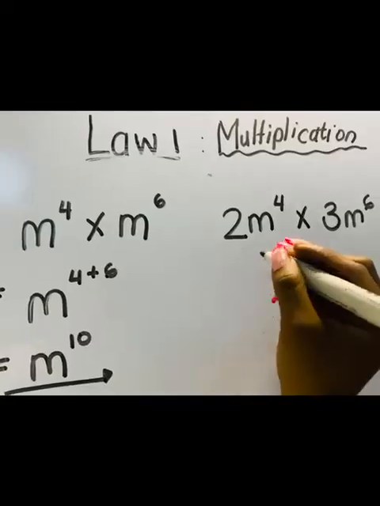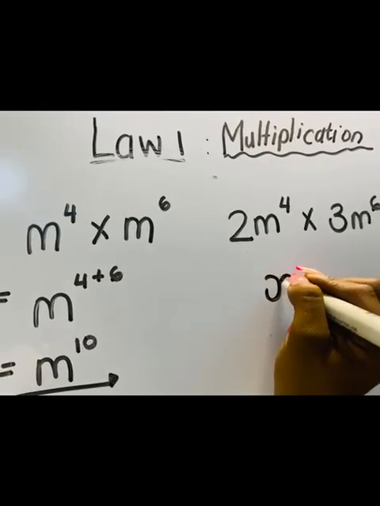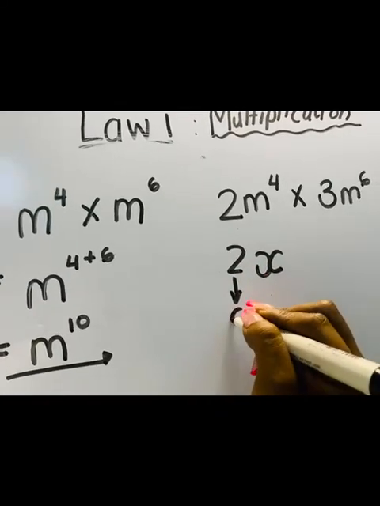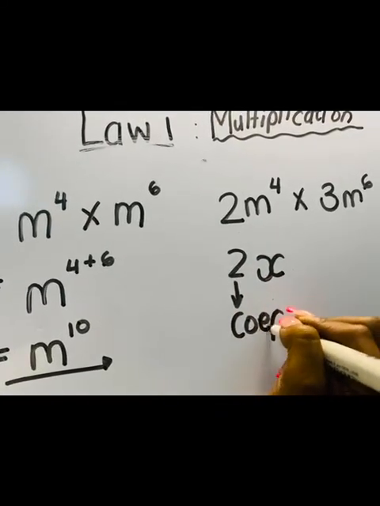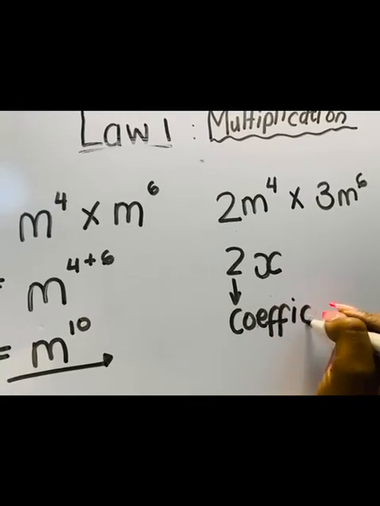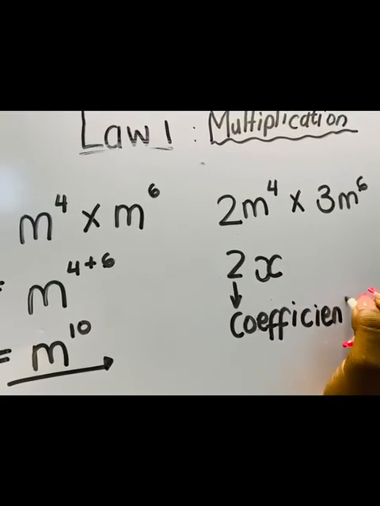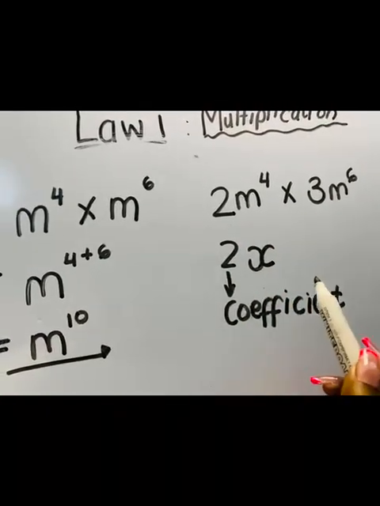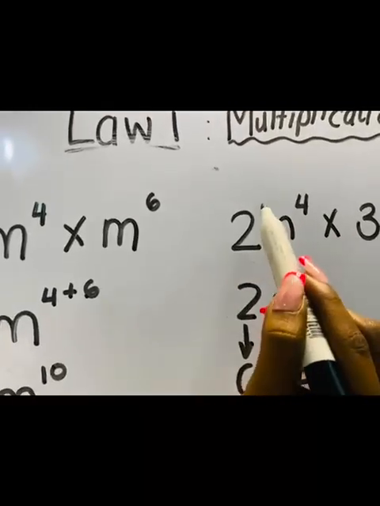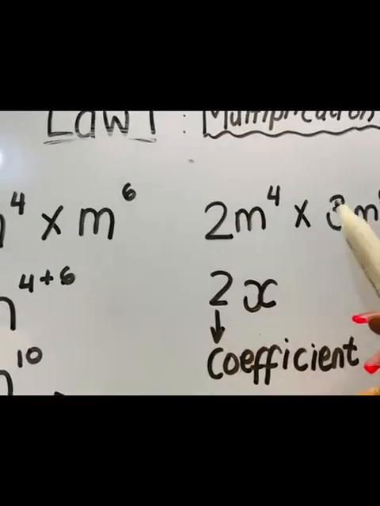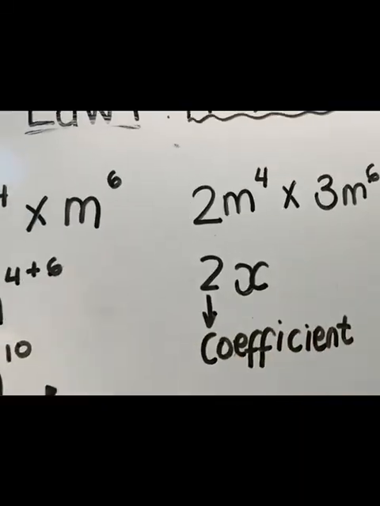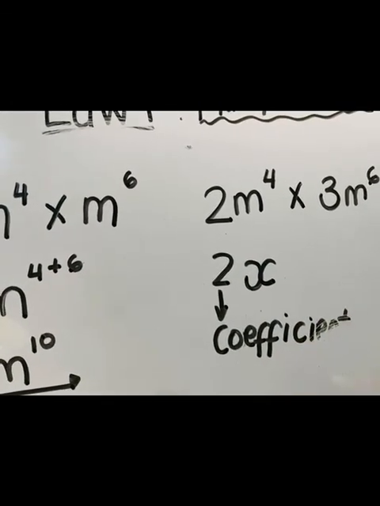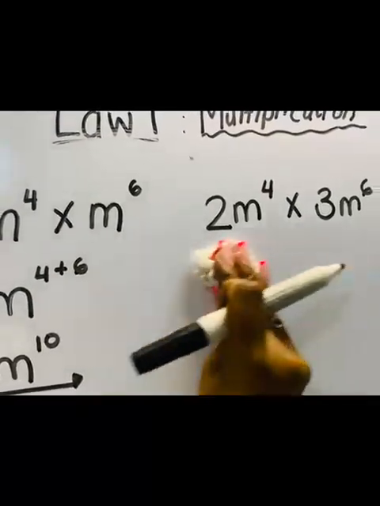When you have a number in front of a variable, for example, if you have x and here they put 2, this 2 is called a coefficient. Coefficient. So the 2 in front of the variable or the base is called a coefficient. Guys, see that? So here we have a coefficient of 2 and here we have a coefficient of 3. This number in front of the unknown, in this case the unknown is m, is called a coefficient.